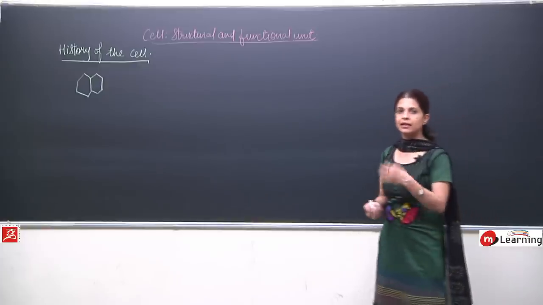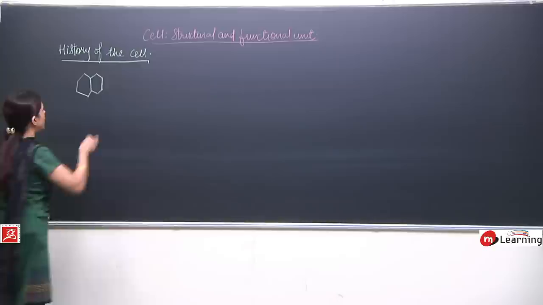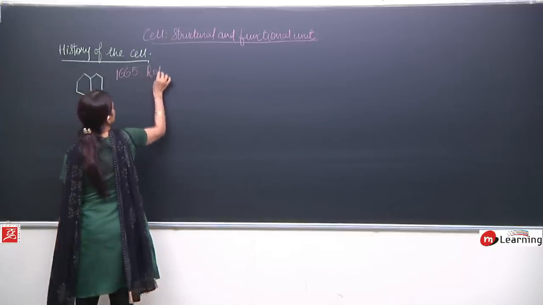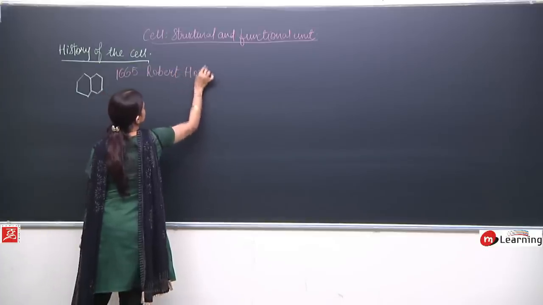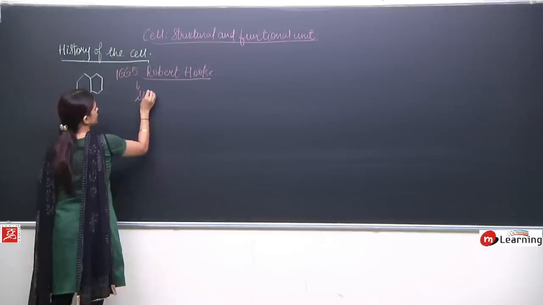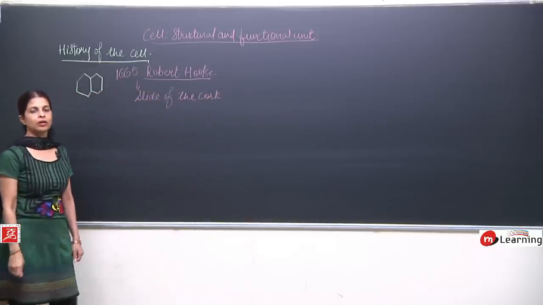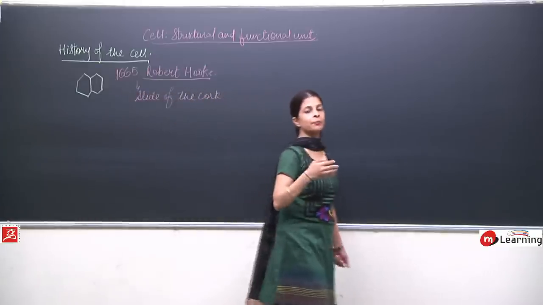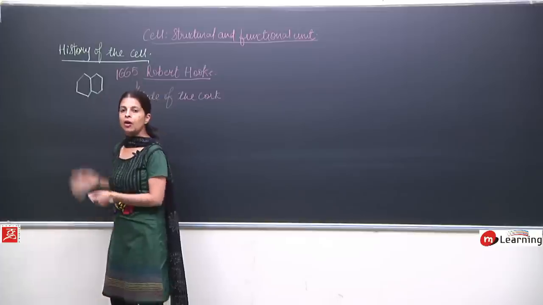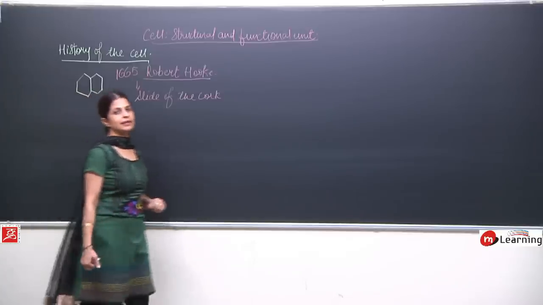He observed certain hexagonal shaped structure. I should not say cell, because then he named this as a cell. So in 1665, a scientist named Robert Hooke made a slide of the cork. What is cork? Cork means the bark. So when he observed the slide, he saw certain hexagonal shaped structure or honeycomb like compartment actually, and he named this structure as cell.